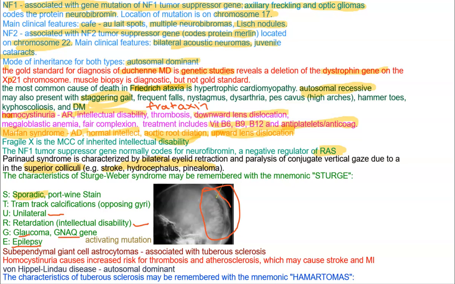The next bullet point that I want to talk about is subependymal giant cell astrocytomas that's associated with tuberous sclerosis. So we'll go over that in a little bit more detail later on.